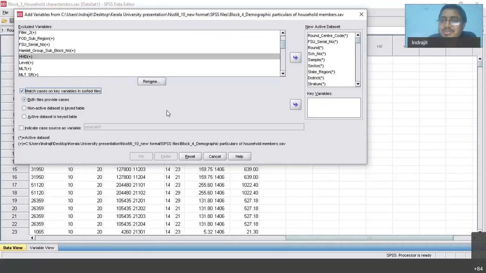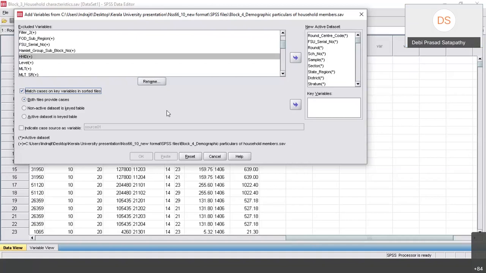Can you tell me which option? Yes, I have to provide the third one. Active data set is, I think so, sir. Why? Because the data set I have opened is now active. So I think that will add that merging, it will add those variables to that.